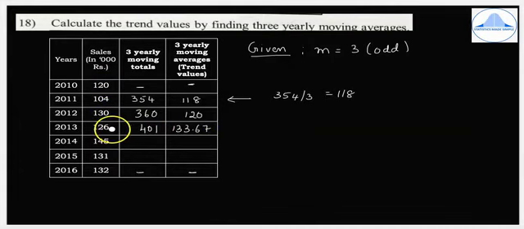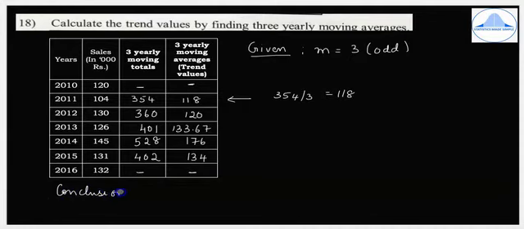So when you add 126, 145, 131, you will get the total as 528. 528 when you divide by 3, you will get 176. Then add the last 3 values and you will get the total as 402, which you divide by 3, you will get 134. So now let us write the conclusion.